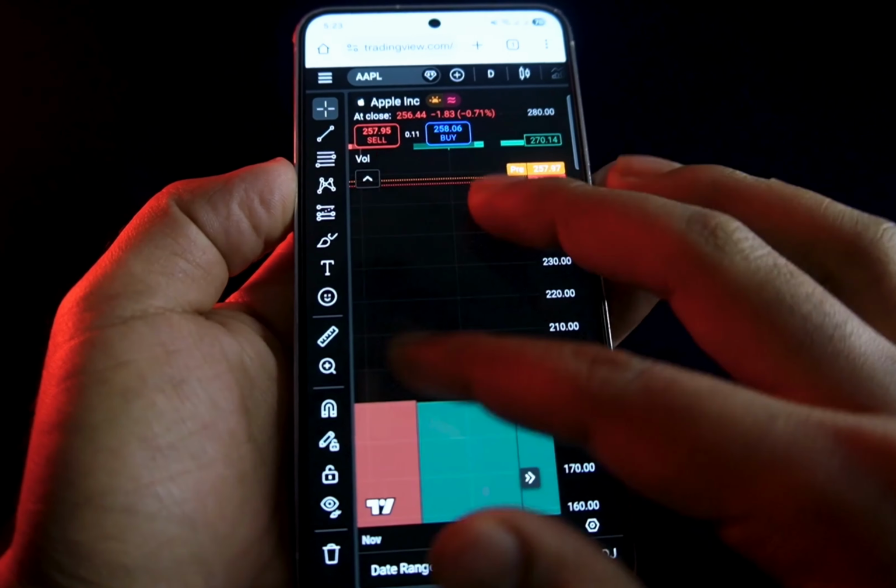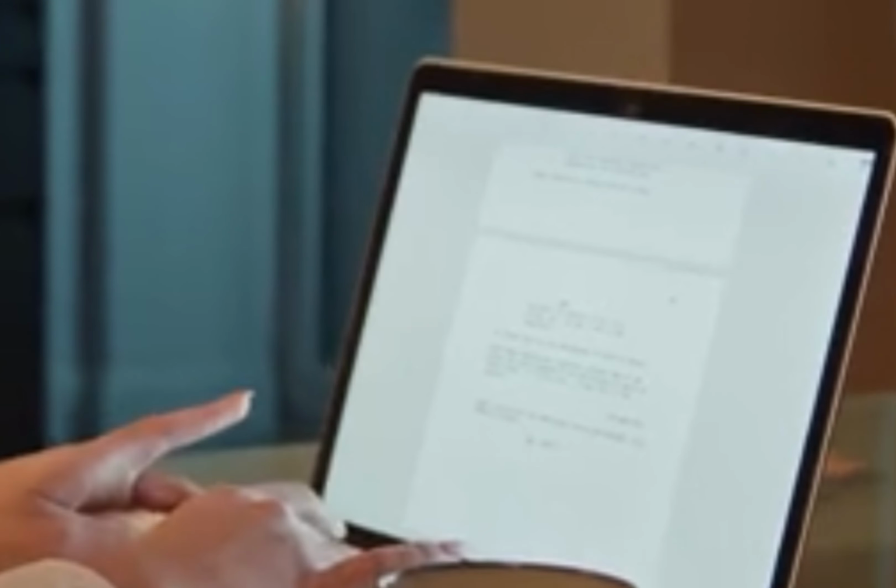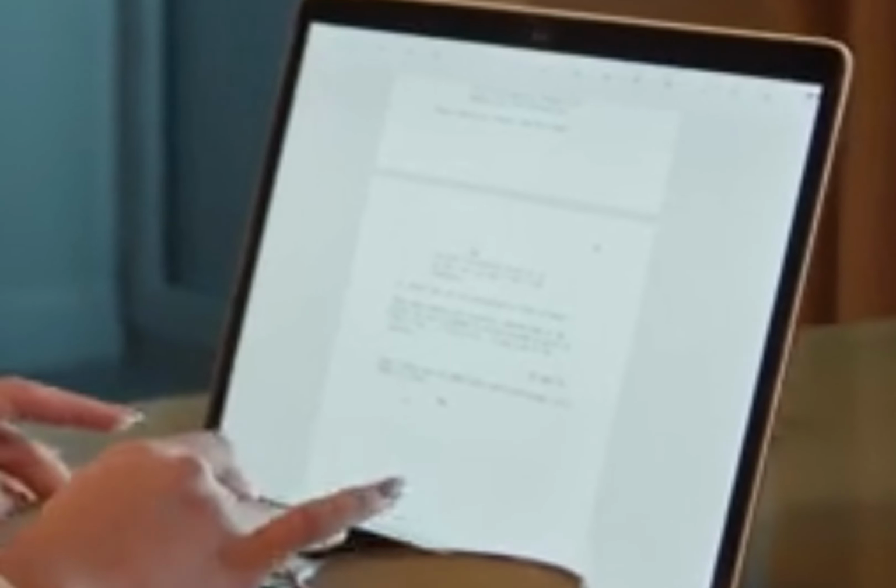But here's the mistake beginners make. They jump directly into trading without understanding the basics, and that is why they lose money. So your first goal is not to earn money. Your first goal is to understand the system clearly.